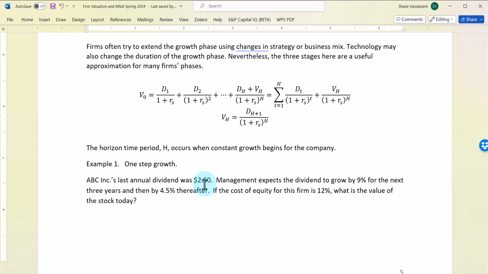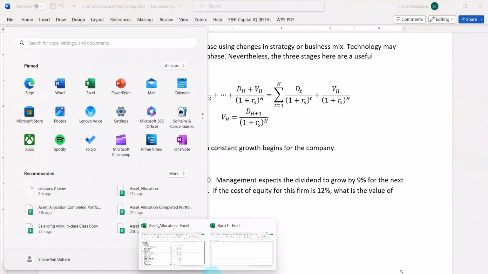So in order to determine the value of the stock today, we would need to project out all of the future dividends between now and the horizon period. The horizon period is going to be 3 years away, because what it says here is that management expects the dividend to grow by 9% for the next 3 years and then 4.5% thereafter, meaning that there's not a limit to the company's growth after that 3-year period, though the growth rate is going to be 4.5% per year. So let's go ahead and work that out. I'm going to use Excel here to work through this example.